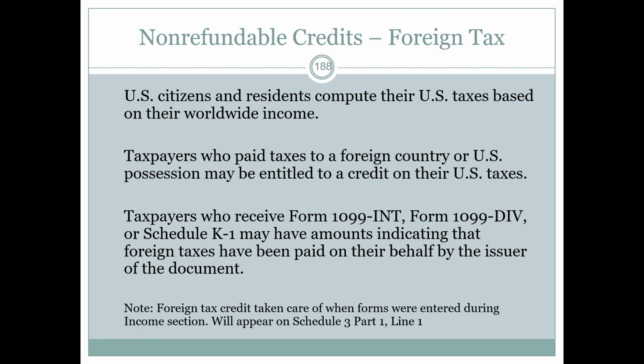U.S. citizens and residents compute their U.S. taxes based on their worldwide income, and I'm sure you covered that under the income section. Taxpayers who pay taxes to a foreign country or United States possession may be entitled to a credit on their U.S. taxes. This is generally seen on Forms 1099-INT, Form 1099-DIV, or Schedule K-1. And again, this will appear on Schedule 3, Part 1, Line 1.